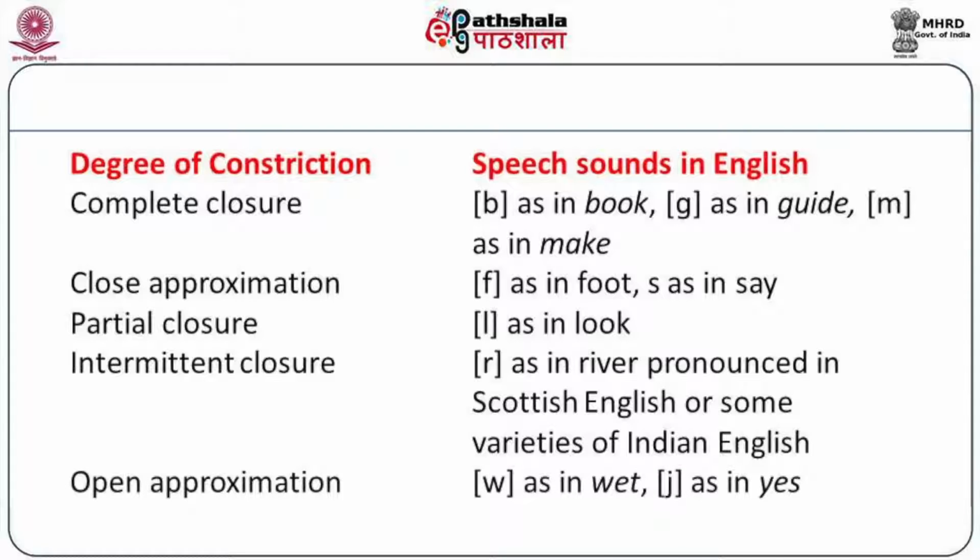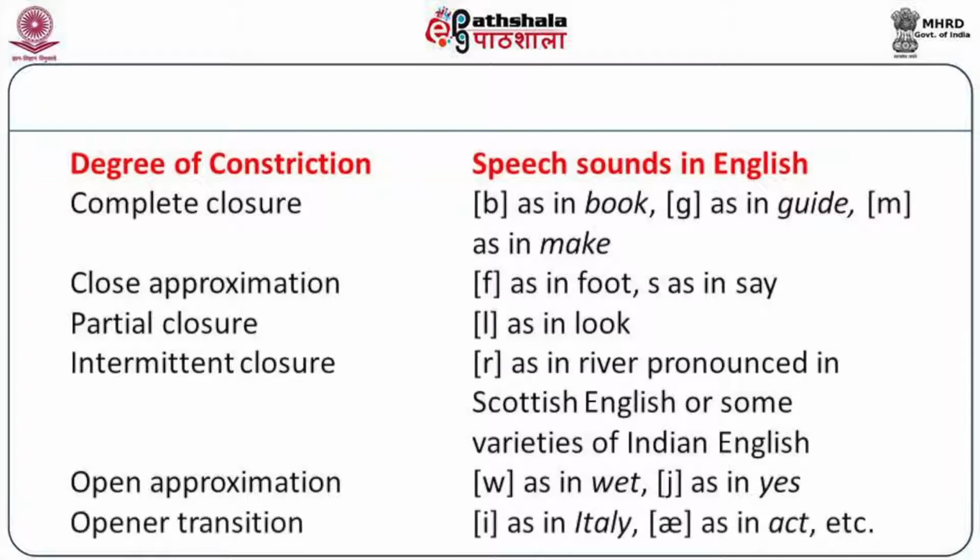This is found in sounds such as what we call semi-vowels and laterals. Here the articulators are put against each other, but there is not sufficient constriction to block the air from passing and to create any kind of noise. That's why these are called approximants. And then finally we have open air transition. This is found in the production of vowels. So the speech articulators are quite open.